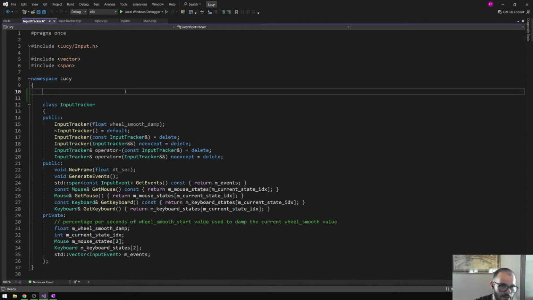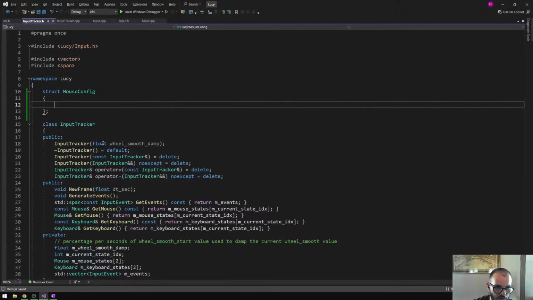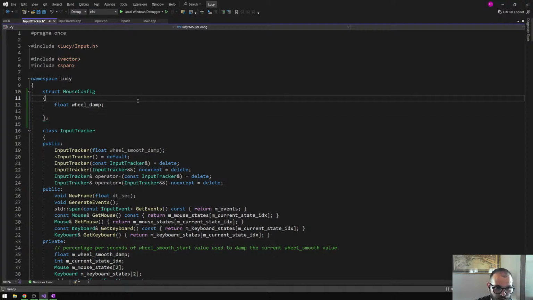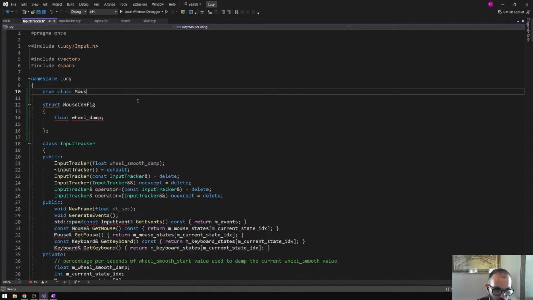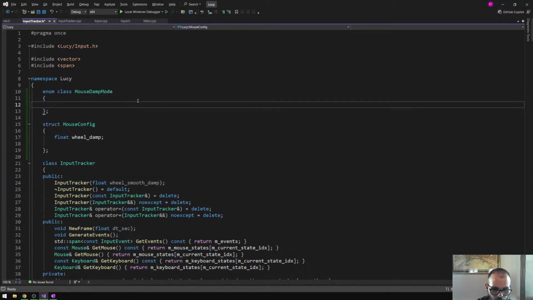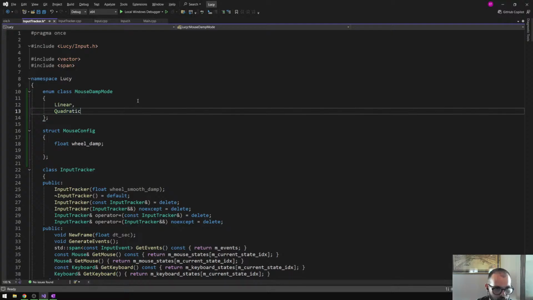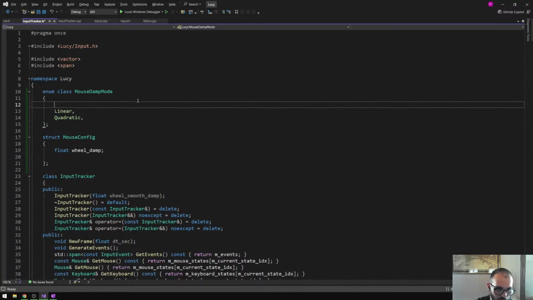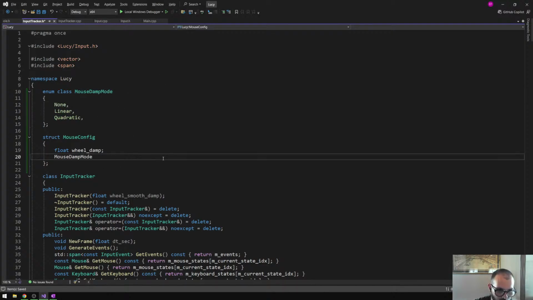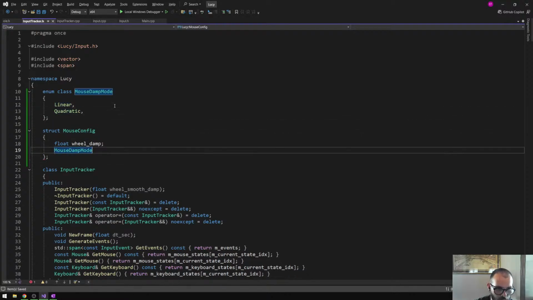So we could say struct mouse config and the wheel damp and the mouse damp mode: linear, quadratic, this is non-linear quadratic, mouse damp mode, damp mode, and we pass this struct right here.